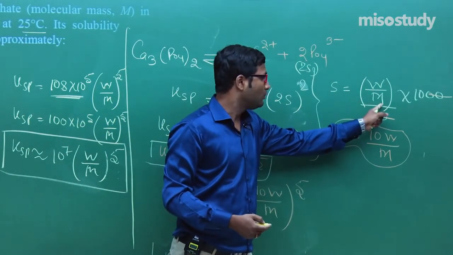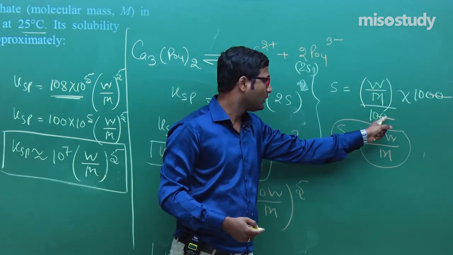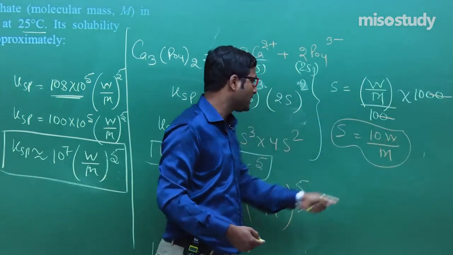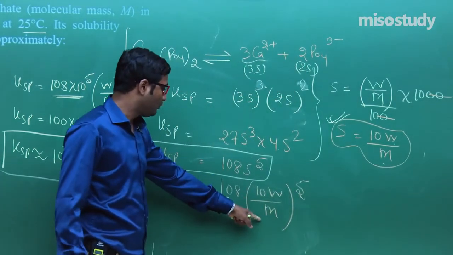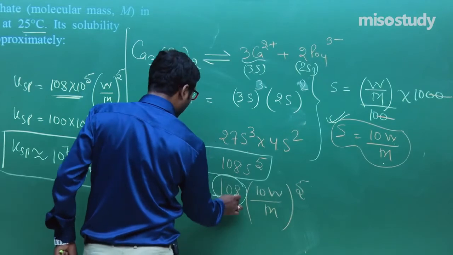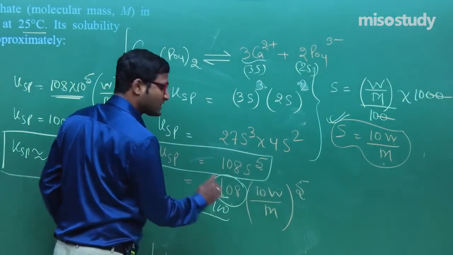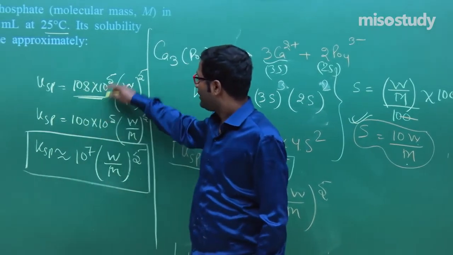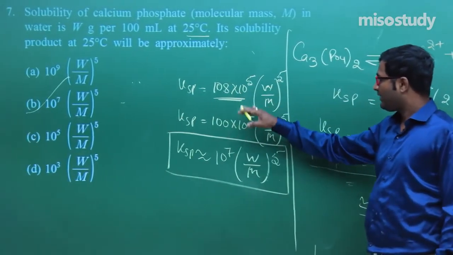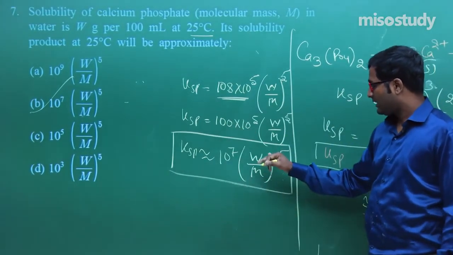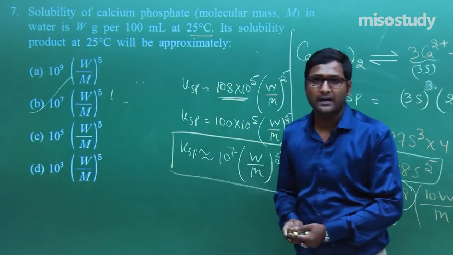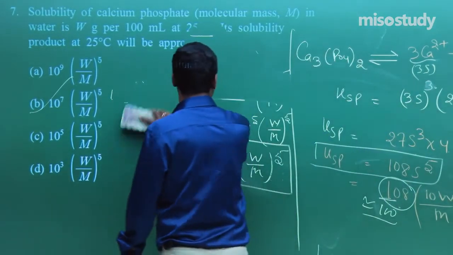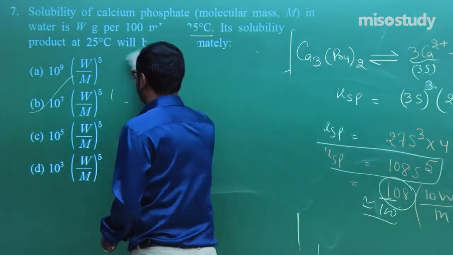N is equal to W upon m, given mass upon molar mass, volume in ml, converted into liter. So S is equal to 10 W upon m. Now put here W upon m. So take 108 as a 100 lump sum figure. Now come here, 108 into 10 to the power 5, 10 to the power 7 W upon m to the power 5. This is the B option. Clear? Now I'm going to rub this part and we'll discuss the next one.